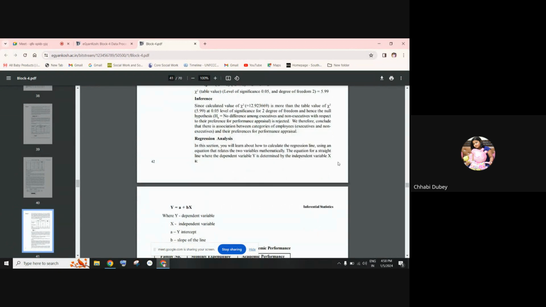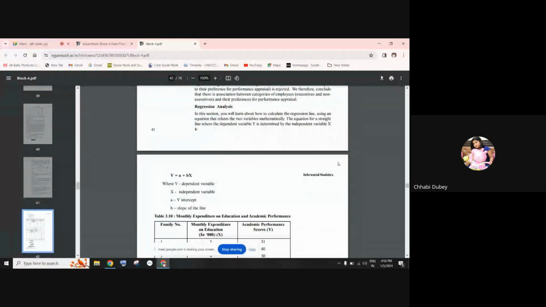Now, after this is another concept which is known as regression analysis. Regression analysis is basically an equation that relates two variables mathematically. It is the equation for a straight line where the dependent variable y is determined by the independent variable x. So this is y equals a plus bx.